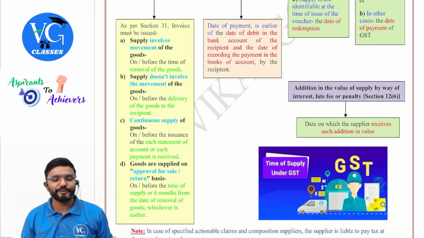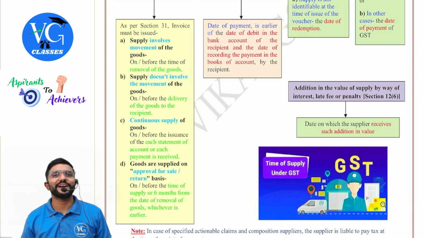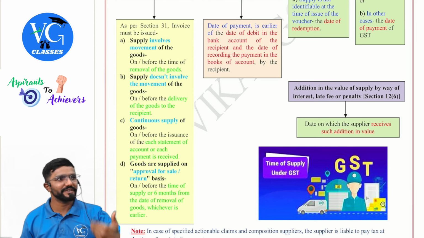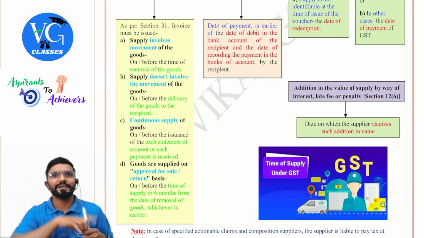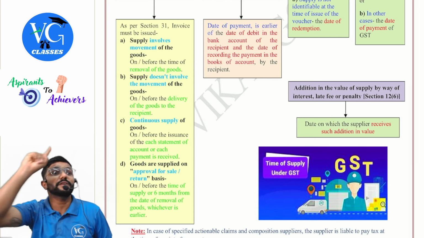Guys, please don't get confused with this. We have already discussed movement and no movement and all. That is for what? Place of supply. That is different. Here we are deciding what? Time of supply. But time of supply depends on what? Due date to issue invoice. And we are referring to which section? 31.